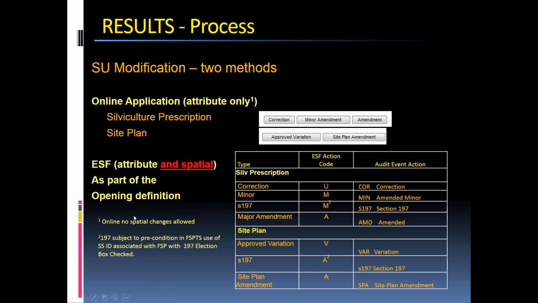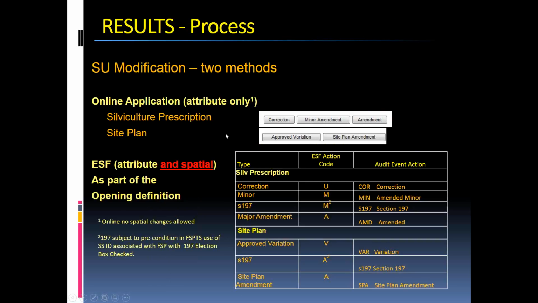But when you are online, the system will determine whether or not you're dealing with a silviculture prescription, based on whether or not there's a standards regime ID. If it recognizes that you're working with a silviculture prescription document, you'll only have available the buttons that tie to silviculture prescriptions, and that is the correction, minor amendment, or amendment requiring an approval.